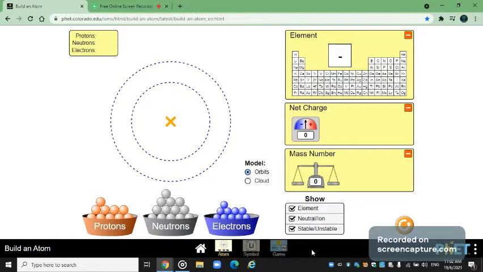Number two, can it be destroyed? No, it can't be destroyed, because I just proved it.